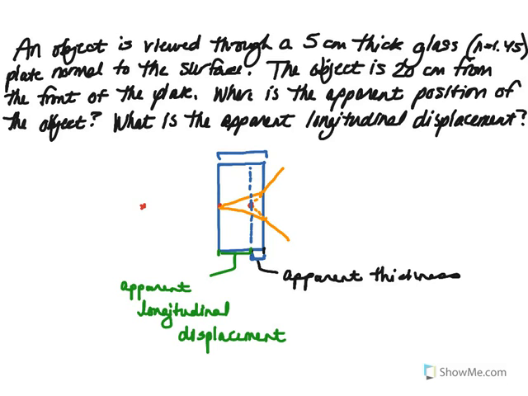So if this was our object behind the plate, if our apparent longitudinal displacement, we'll imagine this is, say, 2 centimeters, then this would also be shifted forward by that same distance, and it will appear to be 2 centimeters closer to the front surface of the plate.